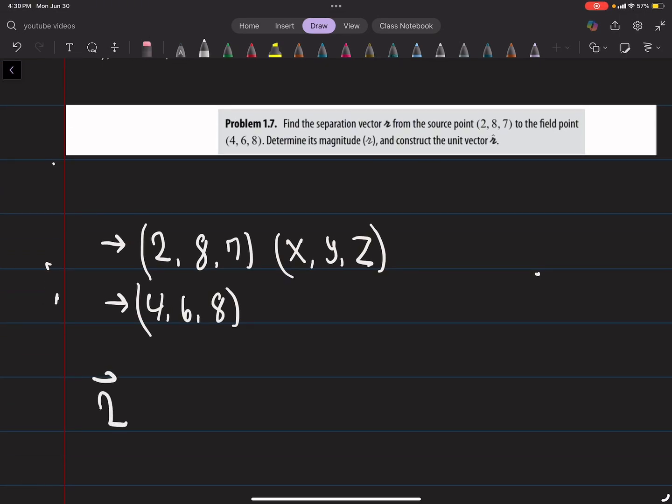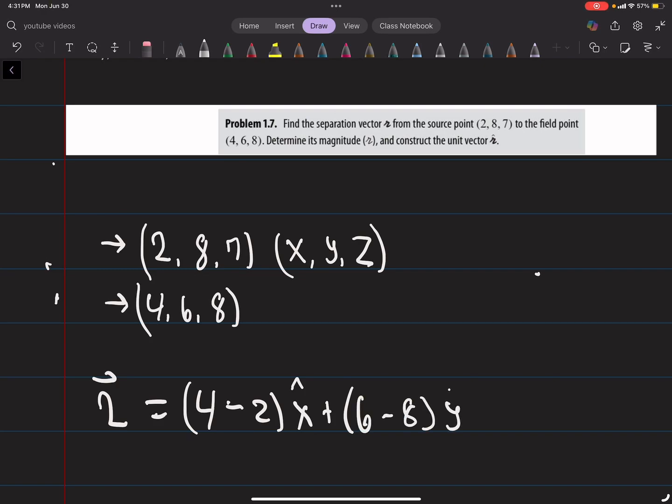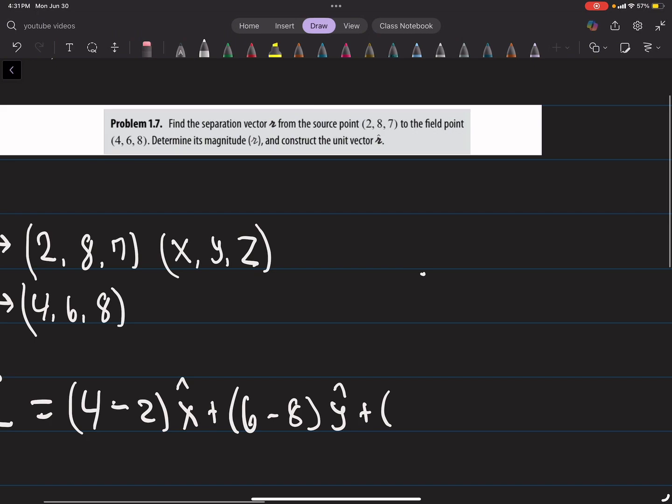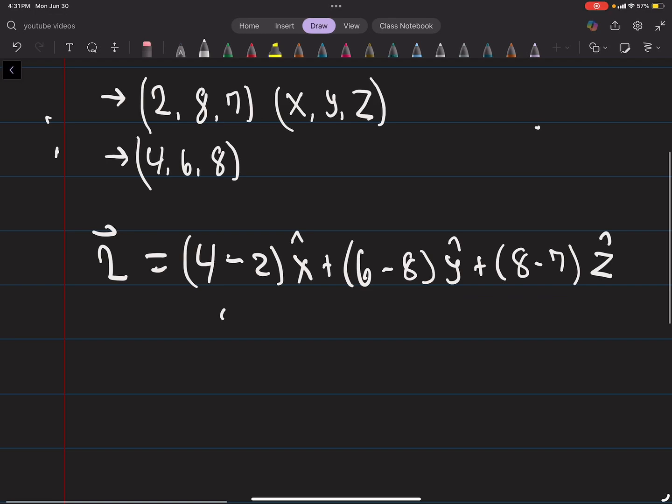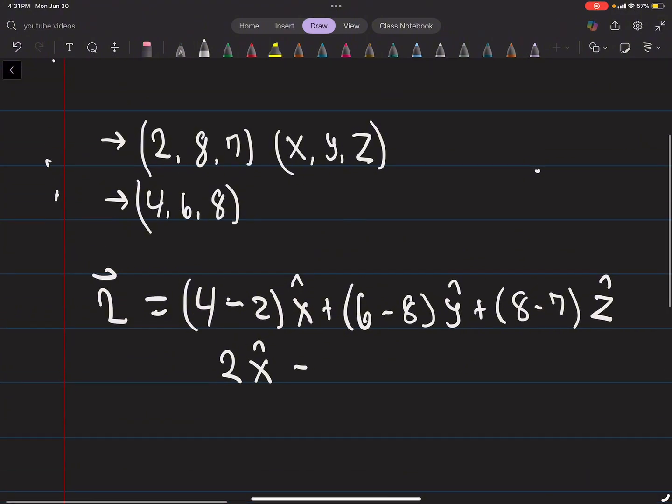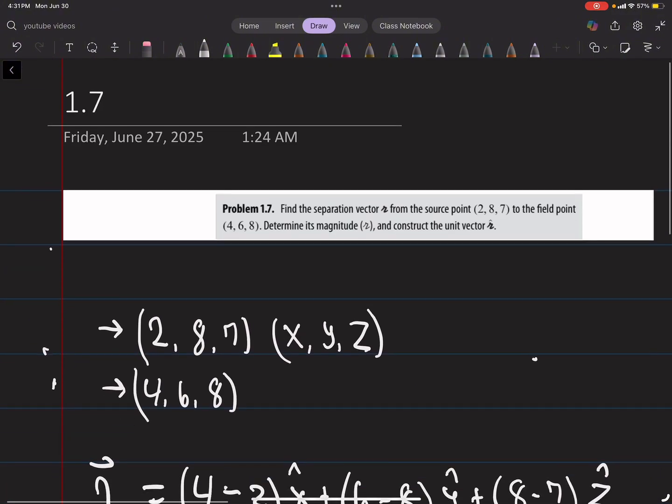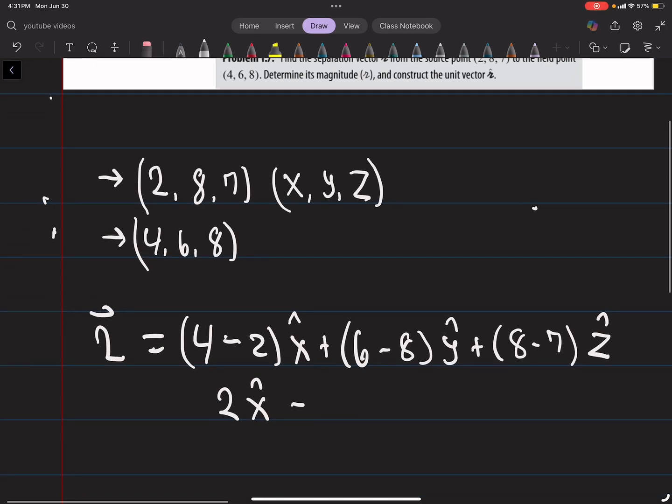And remember, script R will just be your field minus your source. So we have (4 minus 2) x hat plus (6 minus 8) y hat plus (8 minus 7) z hat, or 2 x hat minus 2 y hat plus z hat.